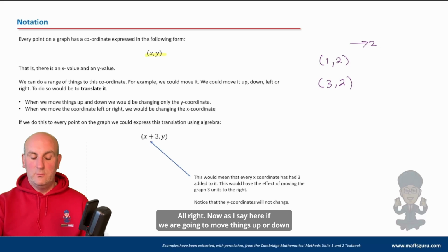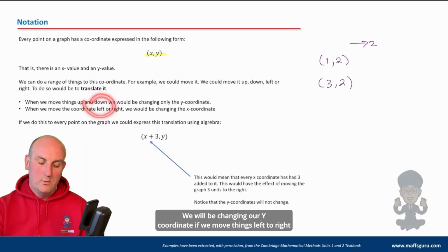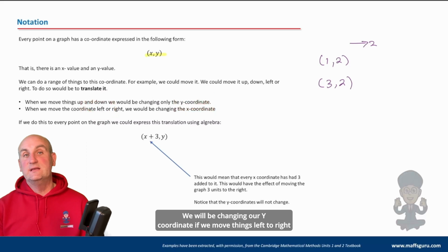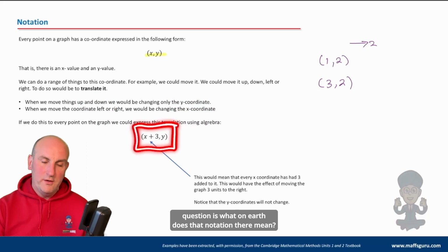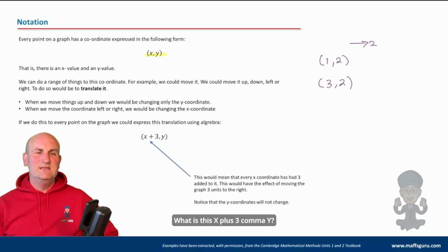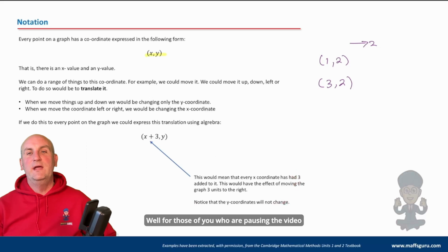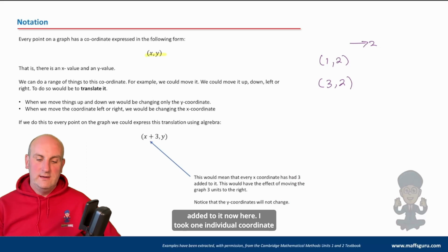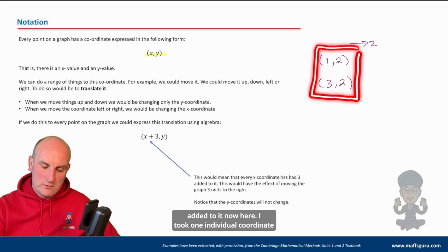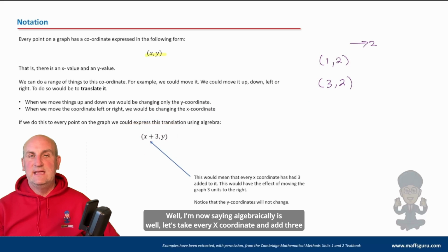All right. Now, as I say here, if we are going to move things up or down, we will be changing our y coordinate. If we move things left or right, we're going to change the x coordinate. So the question is, what on earth does that notation mean? What is this (x + 3, y)? Well, for those of you who are pausing the video, it would mean that every x coordinate has had 3 added to it. Now here, I took one individual coordinate. What I'm now saying algebraically is, let's take every x coordinate and add 3.